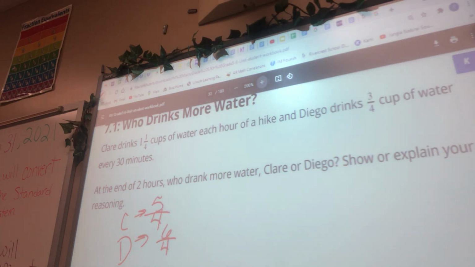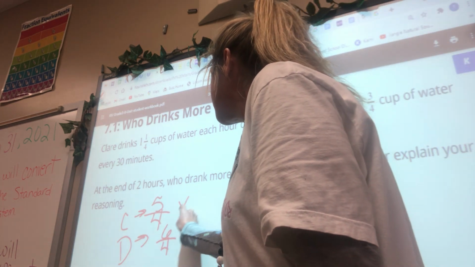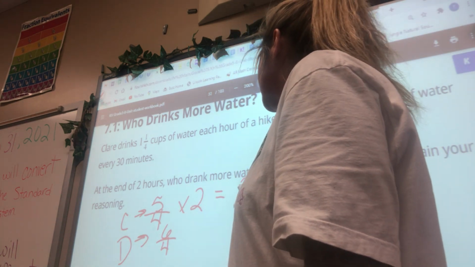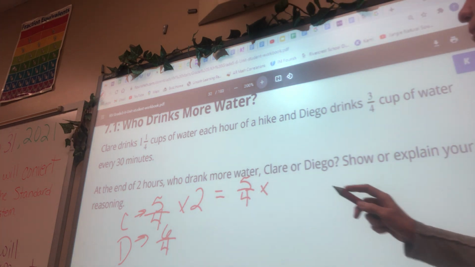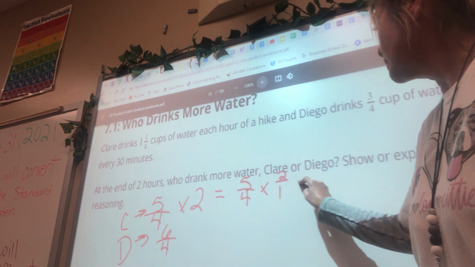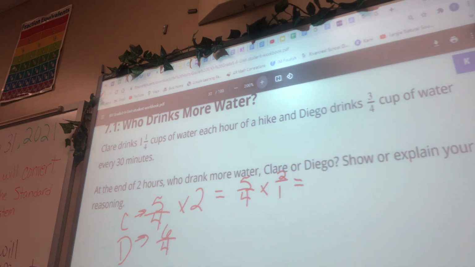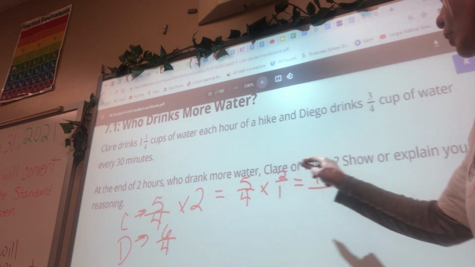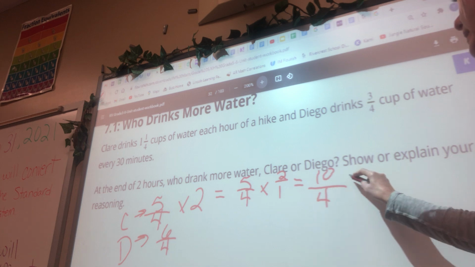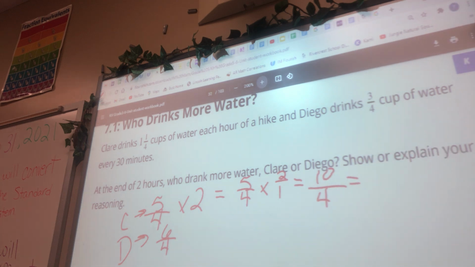Now we've got it both in hours, and they hike how many hours? 2 hours. So if I multiply this times 2, we have 5/4 times what? 2 over 1. And we are multiplying, so we just multiply straight across. 5 times 2, 10 fourths, and 4 times 1. And if you tell somebody they drank 10/4, that doesn't make a lot of sense, does it? I told you, you have to simplify.